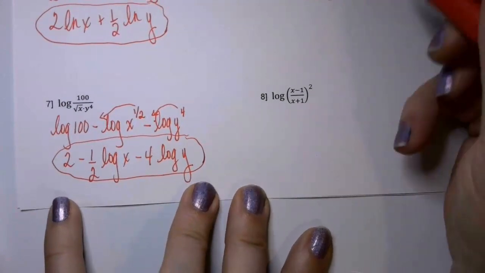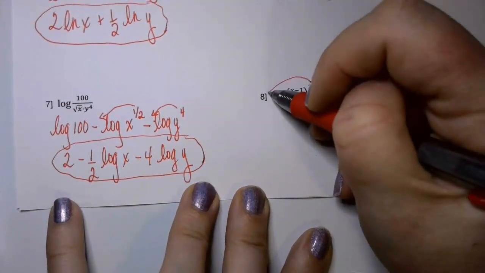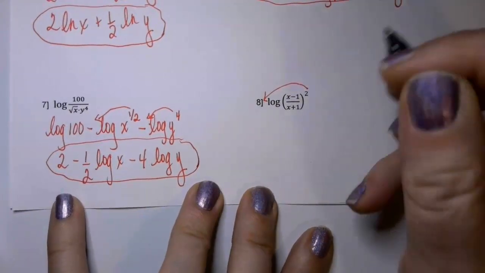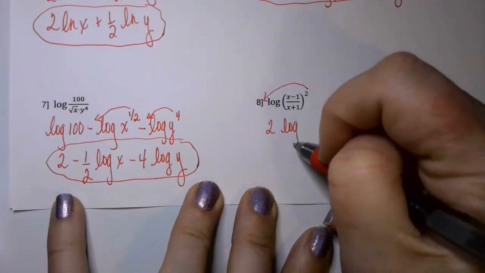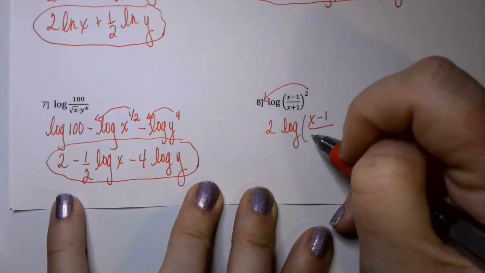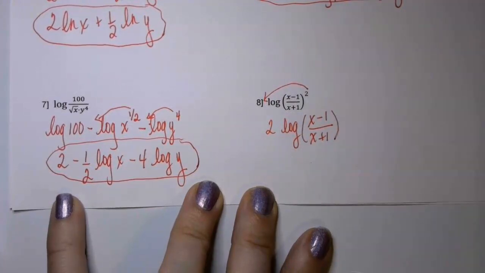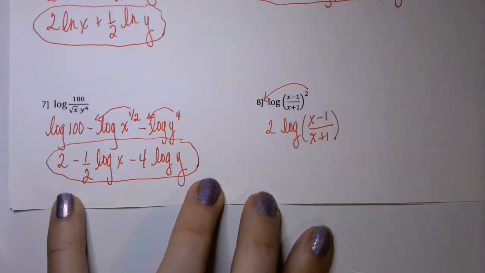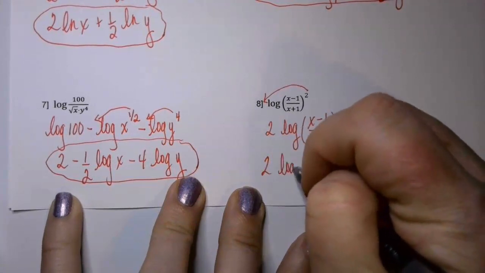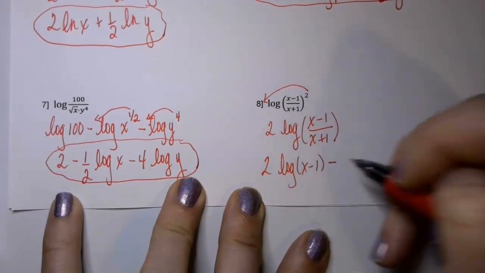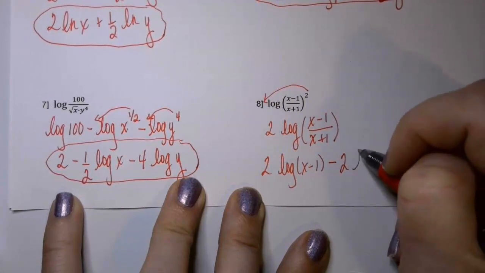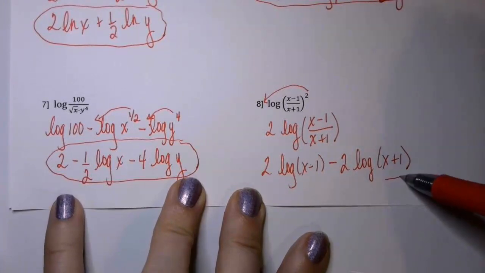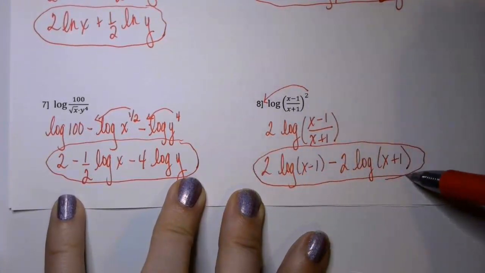Then in number 8, we can use the power property to pull that exponent from the argument to become the coefficient on the log. So that's 2 common log of the quantity x minus 1 divided by the quantity x plus 1. And that's a quotient, so we can use the quotient property, and we'll have 2 common log of the quantity x minus 1 minus 2 common log of the quantity x plus 1. And this would be our completely expanded and simplified form.